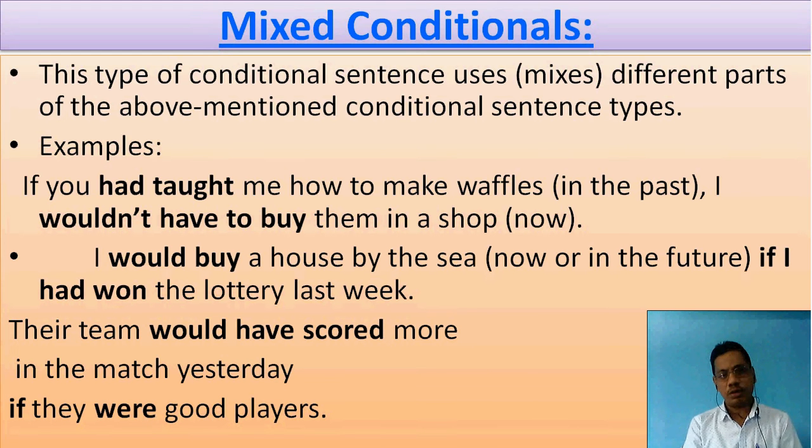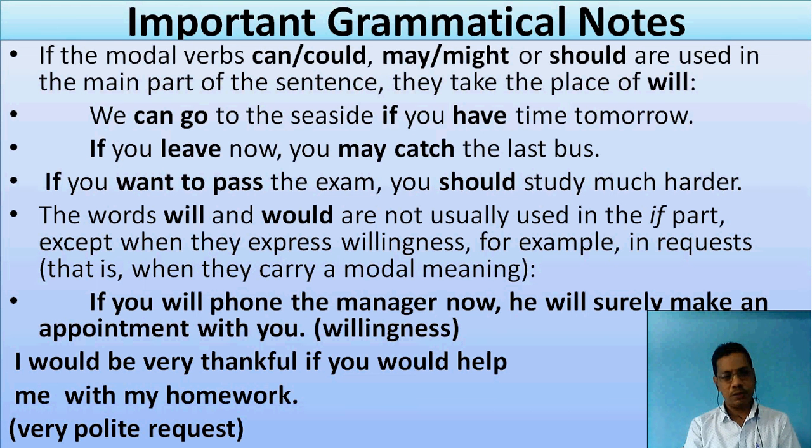Then let us talk about mixed conditionals. These types of conditional sentences use different parts of the above-mentioned conditional sentence types. For example, if you had taught me how to make waffles, I wouldn't have to buy them in a shop. I would buy a house by the sea. If I had won the lottery last week... Their team would have scored more in the match yesterday if they were good players. But important grammatical notes are to be noted here.